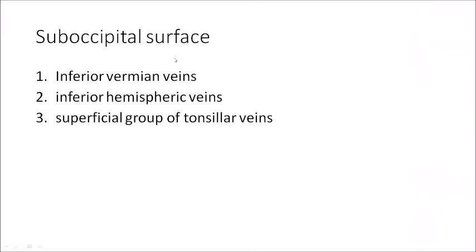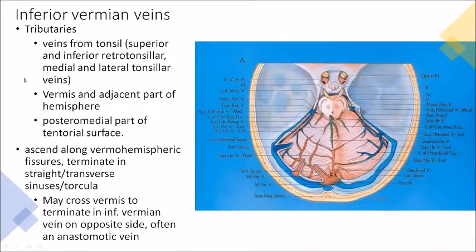The drainage of the suboccipital surface is similarly divided into inferior vermian veins, which supply the area of the vermis, inferior hemispheric veins, and it also involves a superficial group of tonsillar veins. The inferior vermian veins receive their tributaries from the tonsils, vermis, and adjacent part of the hemisphere, and posterior medial part of the tentorial surface.